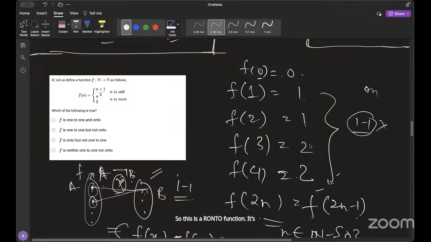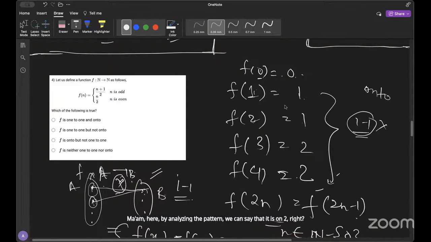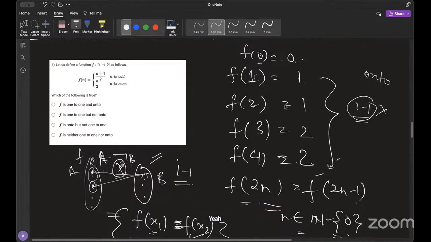It's not one-one clearly because there are two elements that have the same value, right? That's why it's not a one-one function, but it's an onto function because every natural number has been covered. Every natural number has a pre-image, right? Ma'am, by analyzing the pattern, we can say that it is onto, right? Yes.